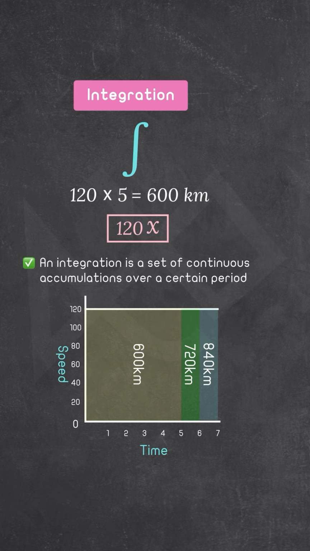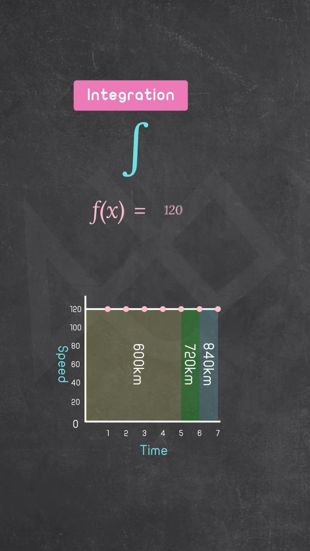To perform integration, we need to know the details of the influencing factor, in this case the speed, at every point in time. Or to put it in mathematical terms, we need to know the function that describes the influencing factor, which here is the speed. So we can call it f of x equals 120, which is a constant. So when we know all the details of the influencing factor at every point in time, and we want to calculate the total continuous accumulations over a certain period, integration should come into our minds.